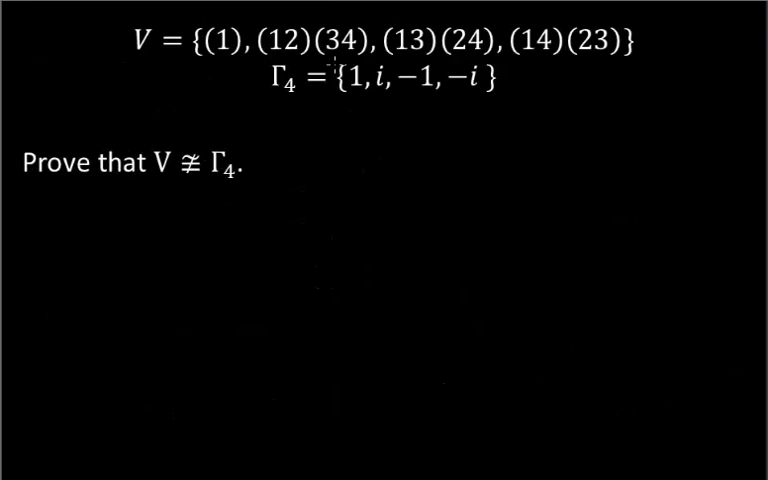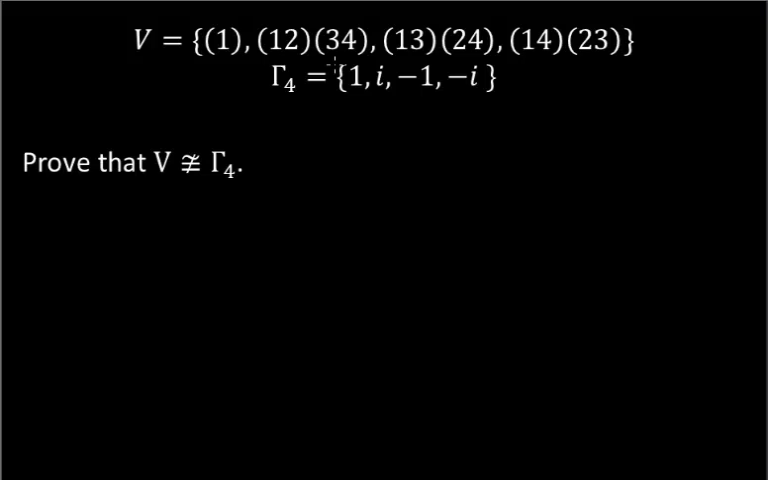Here we're going to prove that two groups are not isomorphic. You can see that we have the Klein-4 group here with 3 elements of order 2 and the identity, which has order 1. And we have capital lambda 4, which is the 4th roots of unity. In other words, if you raise 1, i, negative 1, and negative i to the 4th power, you get 1. These are the 4 complex numbers that raised to the 4th power give you 1. Roots of unity, 4th roots of unity. So we want to prove that they're not isomorphic.